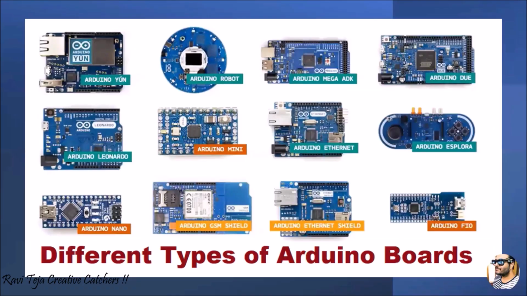Okay. So if you see the different types of Arduino boards, these are some of the Arduino boards. There are a lot of varieties of Arduino boards. Okay. So Arduino Yun, Arduino Robot, Arduino Mega, Arduino Due, Arduino Leonardo, Arduino Mini, Arduino Ethernet, Arduino Explorer, Arduino Nano, Arduino GSM Shield, Arduino Ethernet Shield, Arduino FIO.